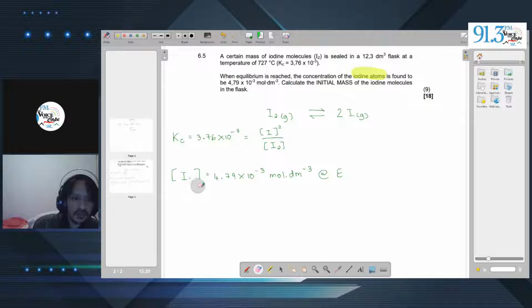Give me a second, we'll sort this out. There we go. Concentration of iodine atoms is 4.79 at equilibrium. So this actually makes things a little easier for us as well.